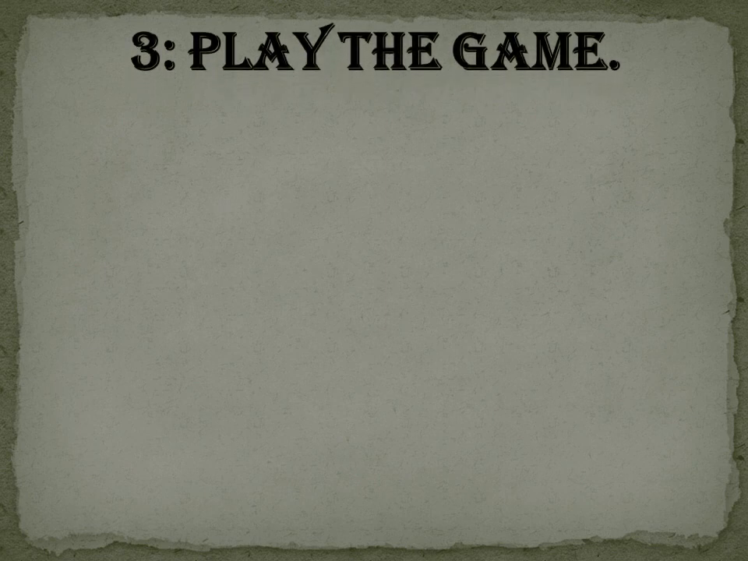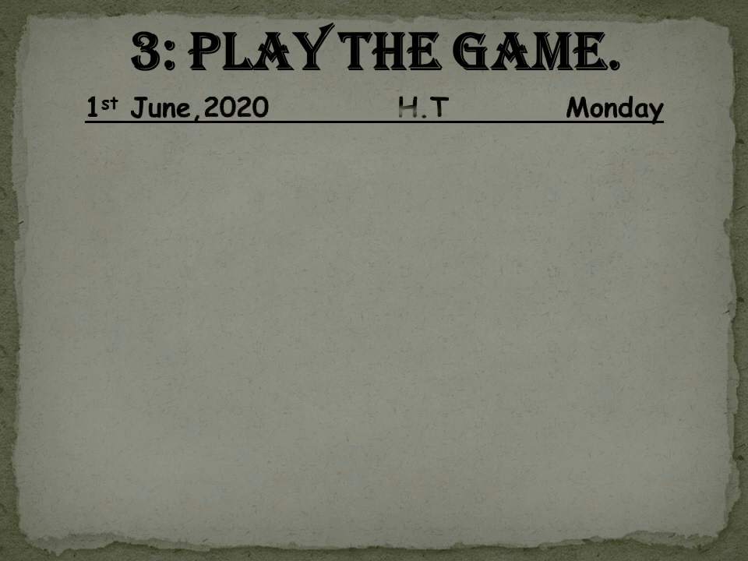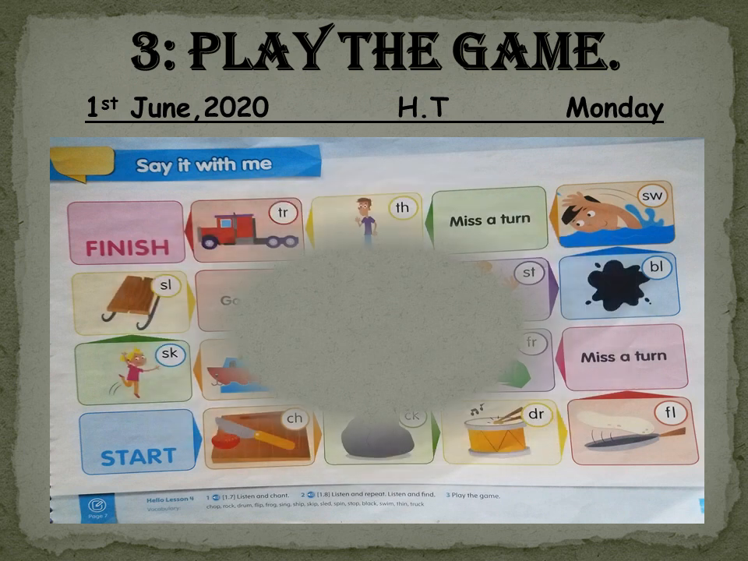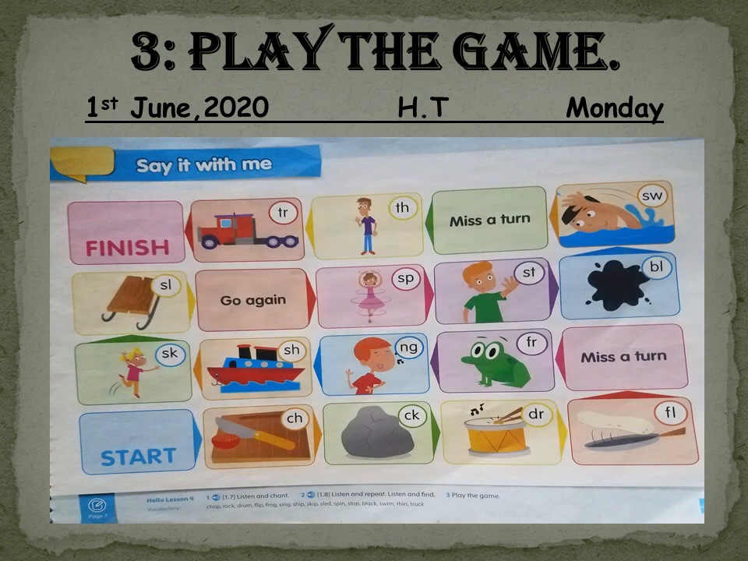We're doing page number 7 on student book. So everyone, look at your page number 7. They're saying play the game. Wow, one more interesting game we have. Let's see what we have on this page. Oh yes, before doing this page, what you have to do? You will write today's date. And what is the date today? 1st June.